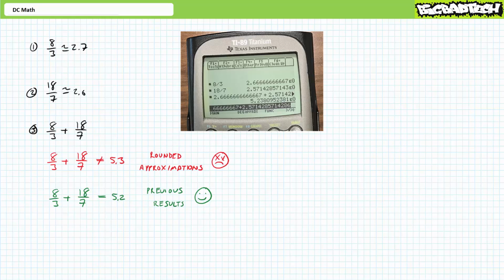I say again, never use the rounded approximations for calculation purposes. Always use the previous results. Not only will you get a correct answer, you will get a correct answer quickly.